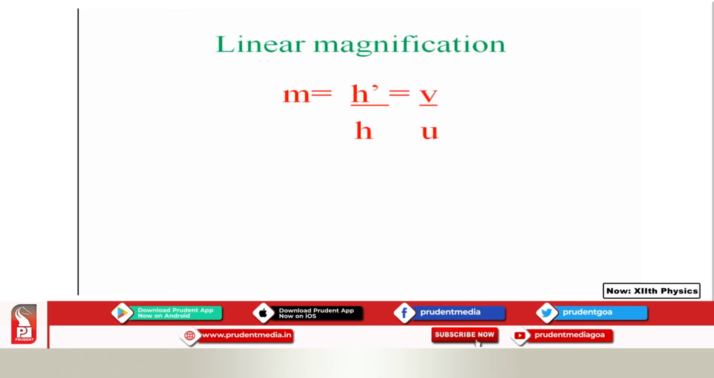Now, linear magnification. Just like how we learned for the mirrors, the linear magnification for the lens is given as h' upon h, the height of the image to the height of the object, and it is given by v upon u. For the mirror it was minus v by u, for the lens it is v by u. So, you just have to keep in mind the difference between the mirror and the lens. So, this is the linear magnification for the lens.